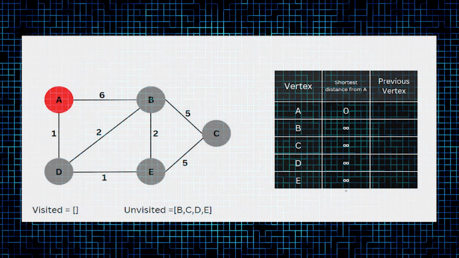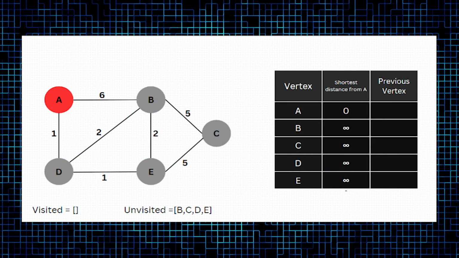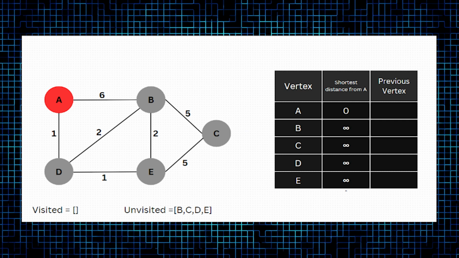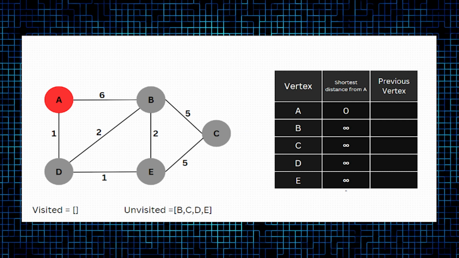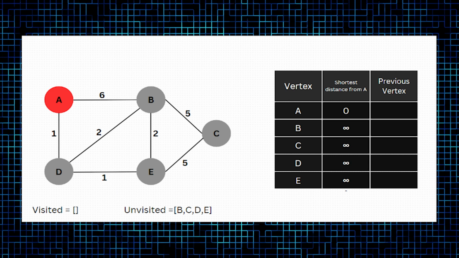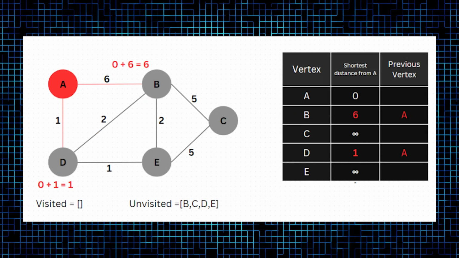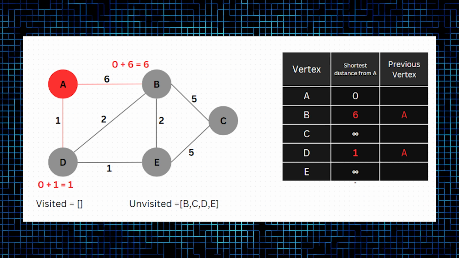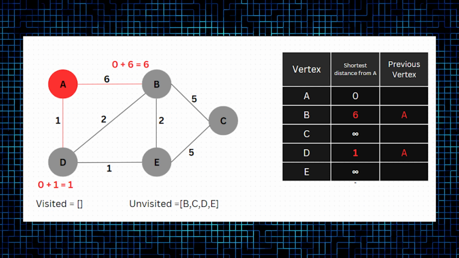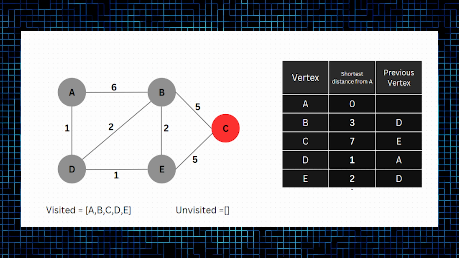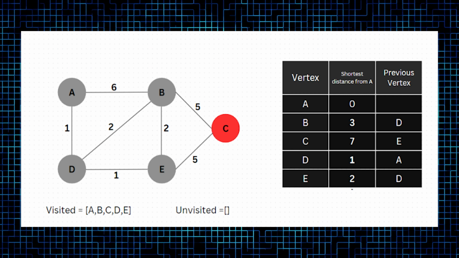Dijkstra's algorithm works by maintaining a set of vertices whose shortest distance from the source vertex is already known. Initially, the distance to all vertices is set to infinity, except for the source vertex, which is set to 0. At each step, it selects the vertex with the minimum distance from the source that hasn't been processed yet. Then, it updates the distances of its adjacent vertices if a shorter path is found.